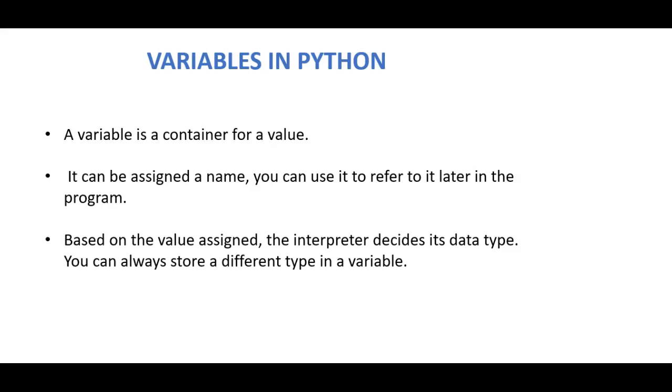Coming to Python, this is specific to Python, the third point: based on the value assigned, the interpreter decides its data type. So we need not give any data type to the variable, we just need to give the variable name in Python. The Python interpreter will decide the data type. We have different data types which we'll be seeing in the coming videos.